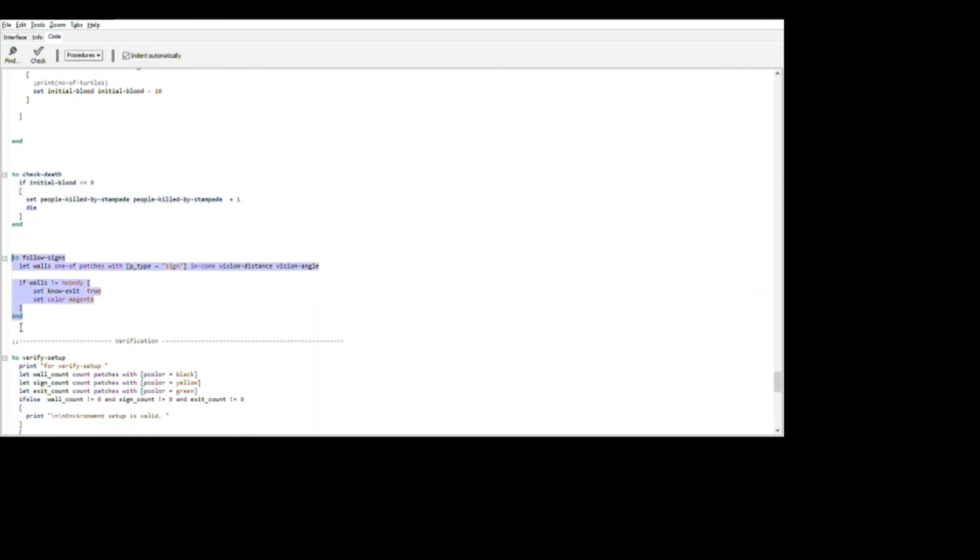Next, follow signs. This function actually helps the user: if he sees a particular sign in his vision range, then he will gain the knowledge of the exit path.